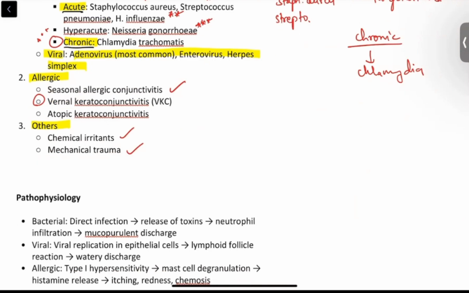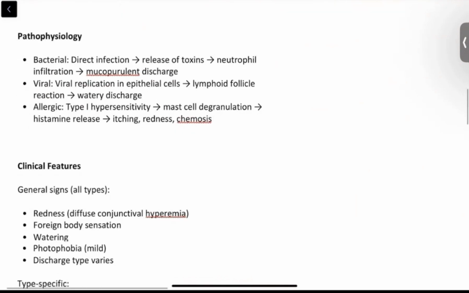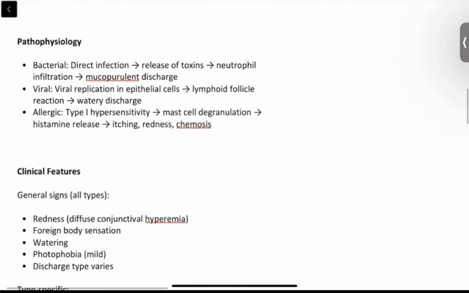Okay. Other causes for conjunctivitis can be chemical irritants or mechanical trauma. So basically, whatever the injury, there should be some stimulus for the conjunctiva to react to in the way of inflammation. Because of that, there will be inflammation in the conjunctiva, and hence it is called conjunctivitis. What is the pathophysiology? What exactly happens that leads to conjunctivitis?